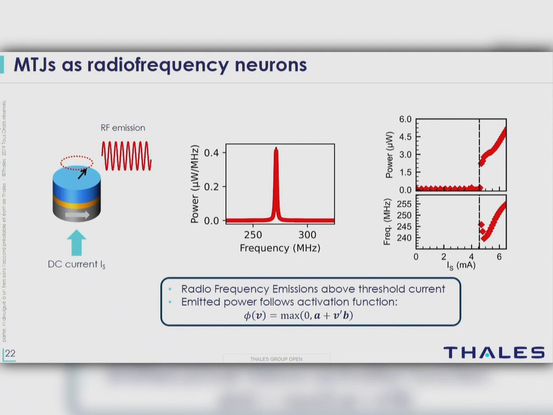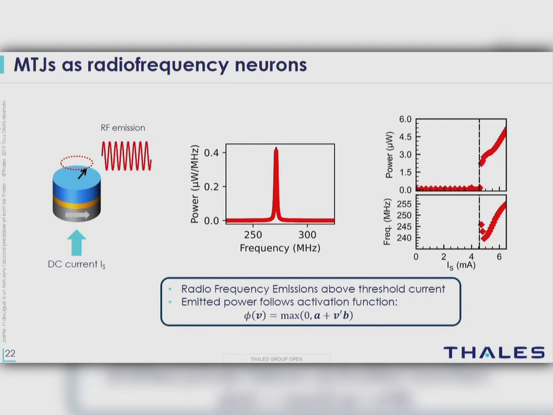And if we plot the RF power versus the input, so the DC current, what you see is that we are at 0 below a threshold, and when we are above the threshold, we can excite these auto-oscillations, and we get some power increase. So you see, this is our nonlinear activation function, okay?